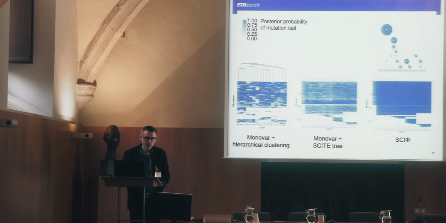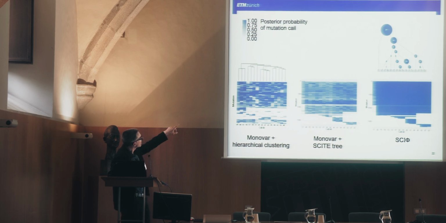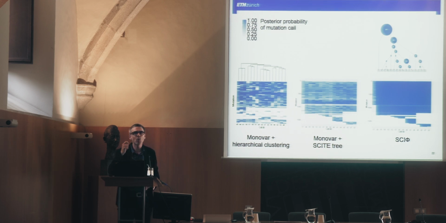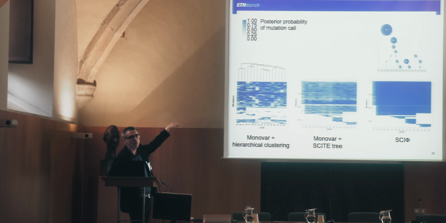So just to see what this looks like, so here's one example where the color coding refers to the posterior probability of a mutation call. So blue means we're almost certain it's a mutation. White means we're almost certain it's not a mutation. On the left is the MONUVA data, just followed by hierarchical clustering to group a little bit the cells. In the middle is the MONUVA calls, and then used only our tree building method, which is called SITE. And on the right-hand side is sci-fi, so the joint inference of mutation calls and tree.